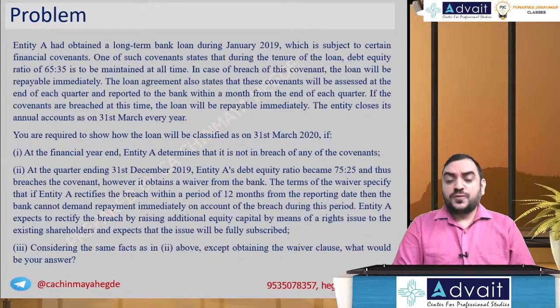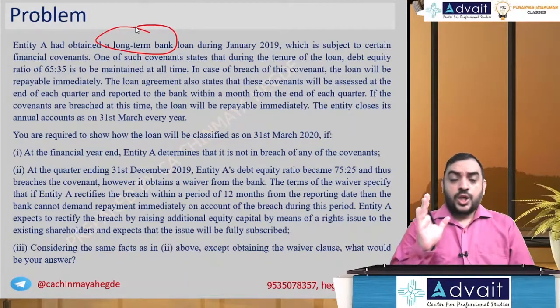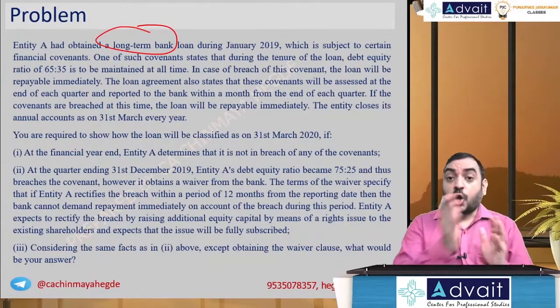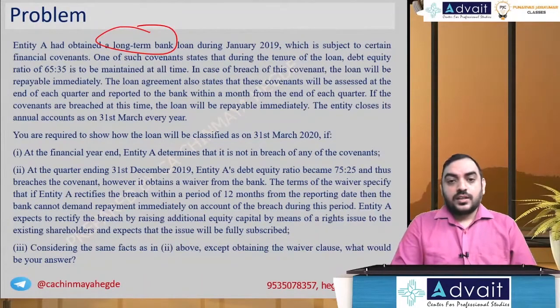In case of breach of this covenant, the loan will be repayable immediately. It's a long-term loan. You have a lot of conditions. One of the conditions is you should maintain a debt equity ratio of 65 to 35. If that is not maintained, the long-term loan becomes payable immediately. Non-current becomes current. The loan agreement also states that these covenants will be assessed at the end of each quarter and reported to the bank within a month from the end of each quarter. If the covenants are breached at this time, the loan will be repayable immediately.